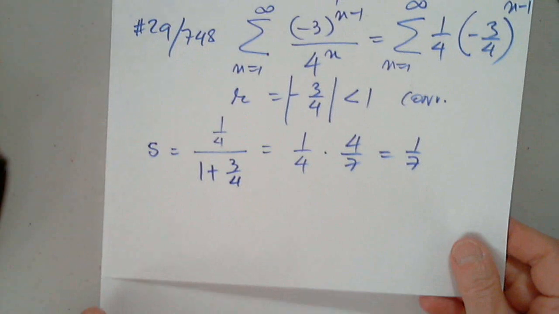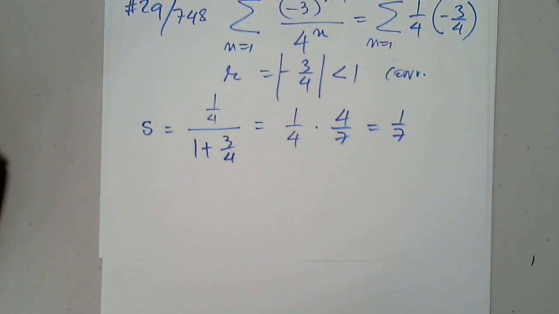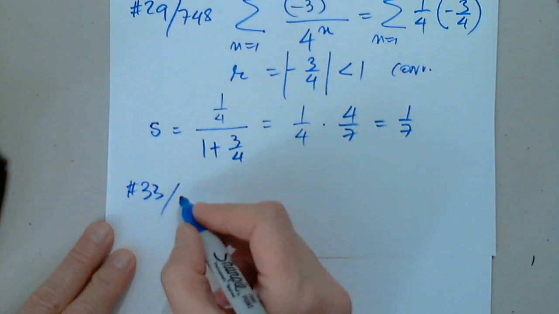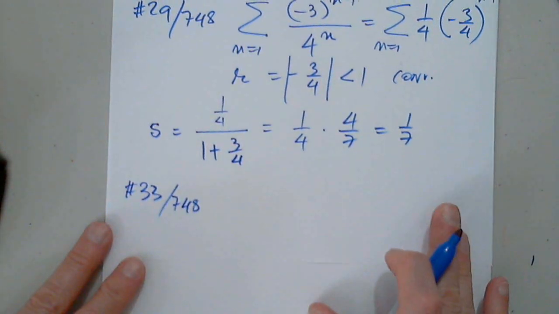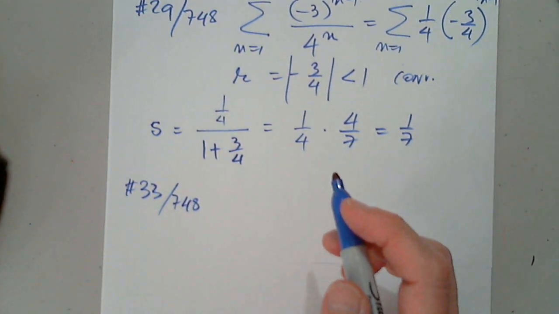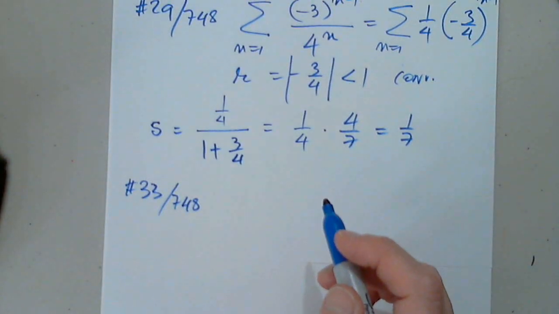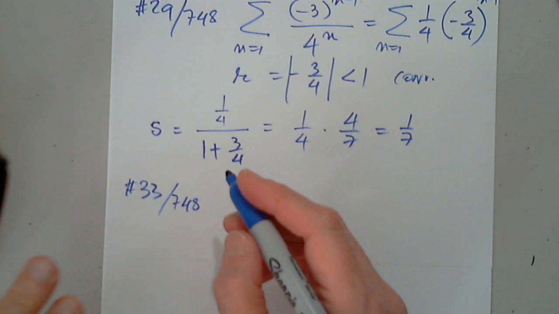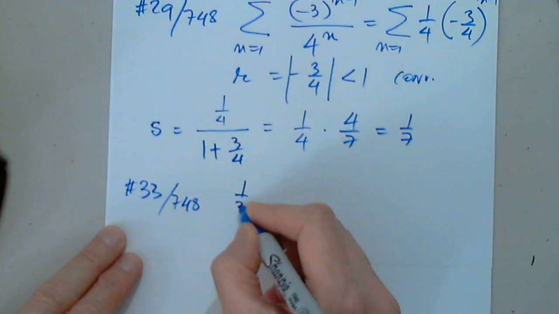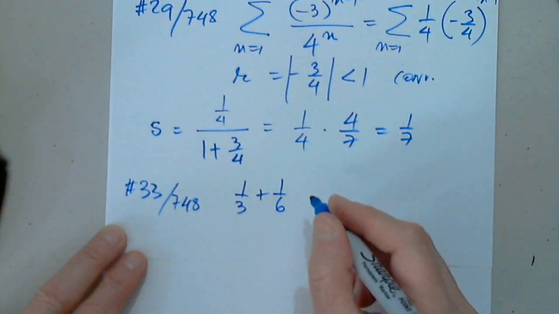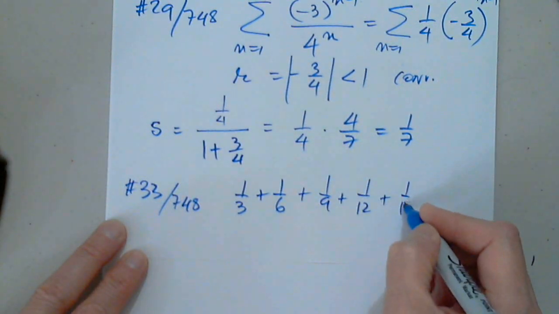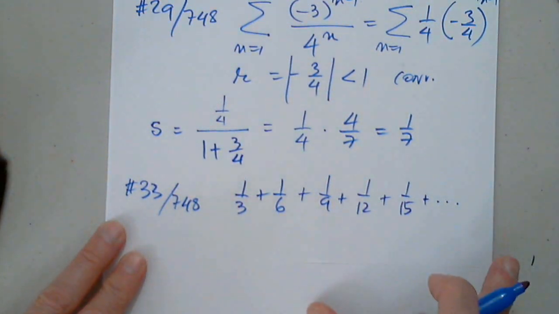Moving on to 33. On the same page, 748. And we have to determine whether the series is convergent or divergent. If it is convergent, find its sum. So we have 1/3 plus 1/6 plus 1/9 plus 1/12 plus 1/15 plus dot dot dot.